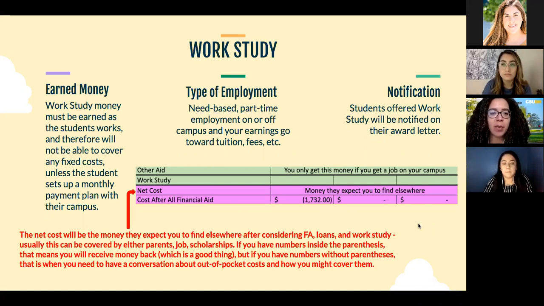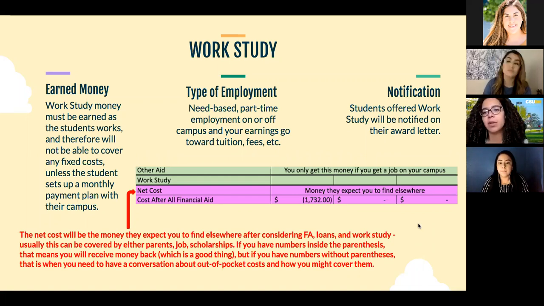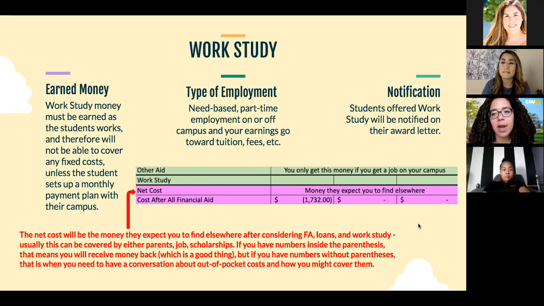So different types of employment, they're need-based, part-time employment, on or off campus, and your earnings go toward your tuition, fees, etc. I was also in work study when I was in college. I only used it my senior year, but I was able to be a tutor on campus, and it was really nice because they worked around my schedule. Other things, you can maybe work at the library, the bookstore, the health office, or just different departments such as EOP or the financial aid office.